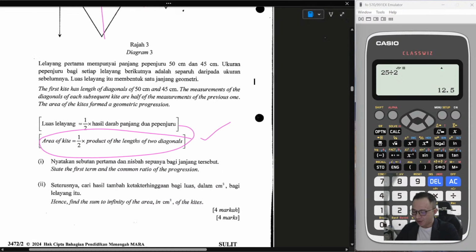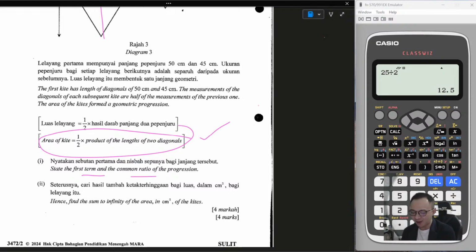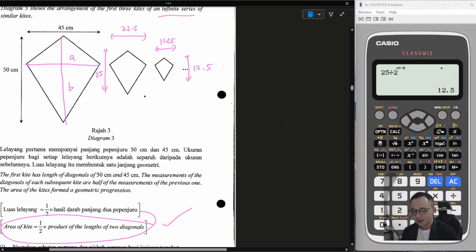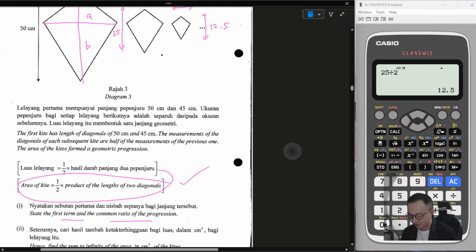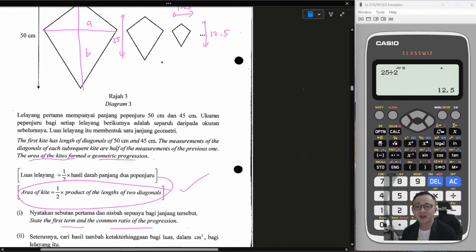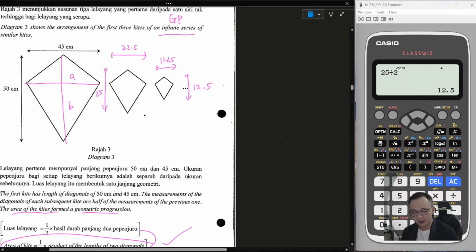Okay, so right now they ask you to state the first term and the common ratio for this one. So we just find the area. They ask you for the area of the kite to form the geometric progression, right? So we will just do 1/2. You write the working out.